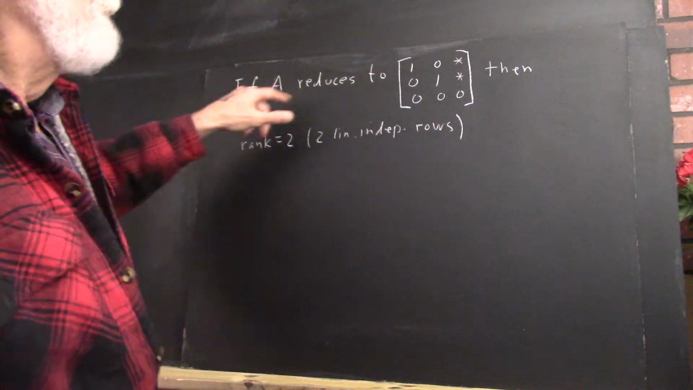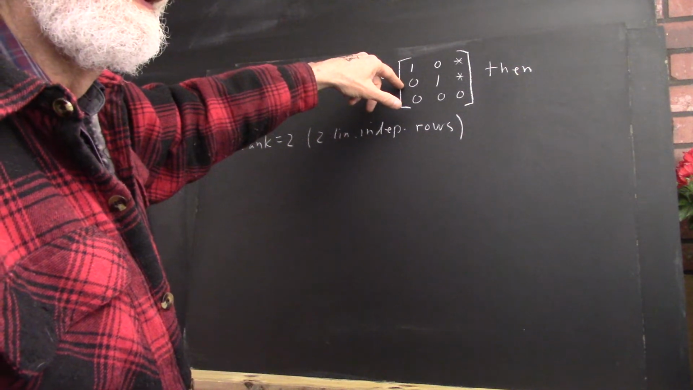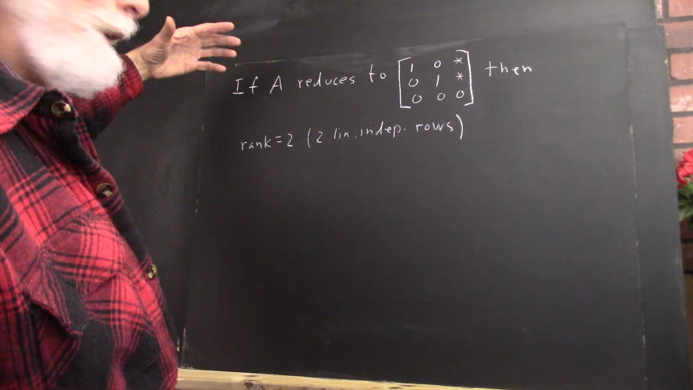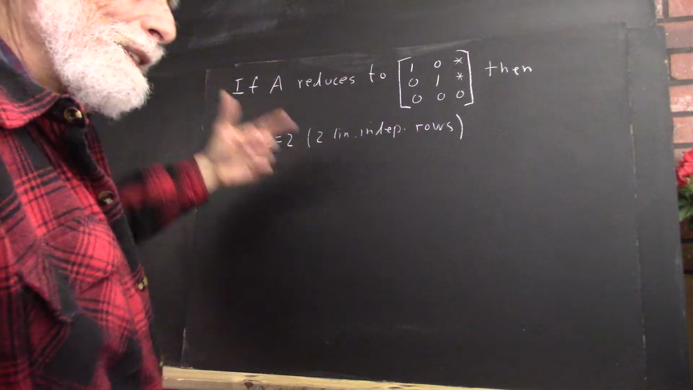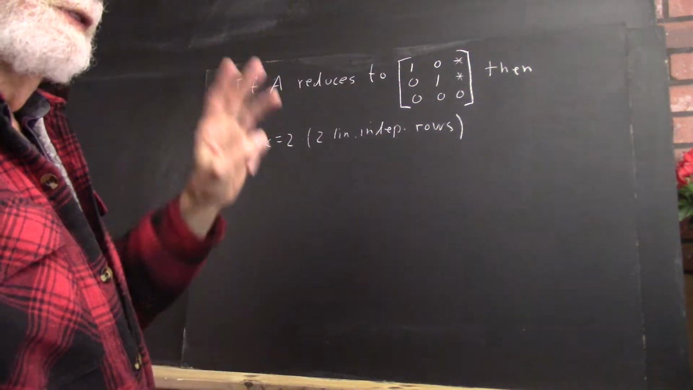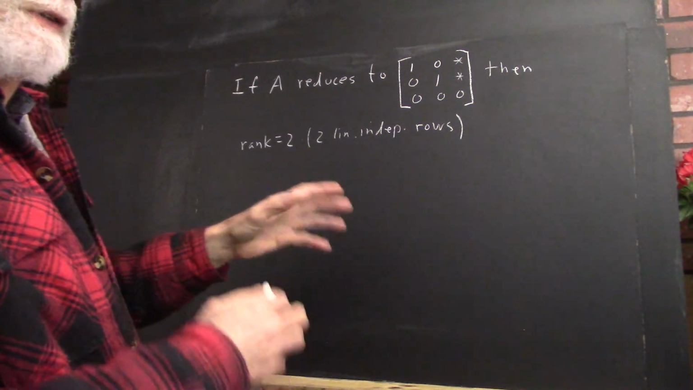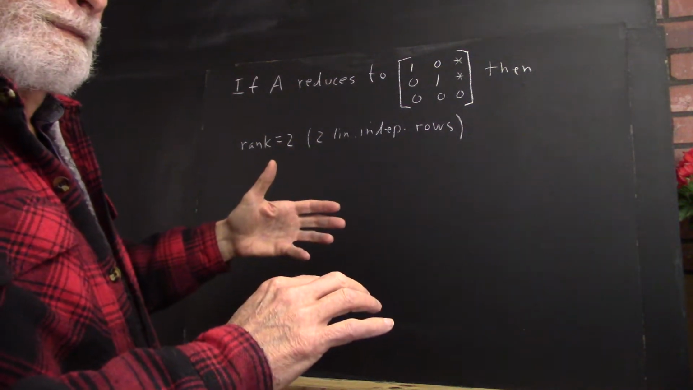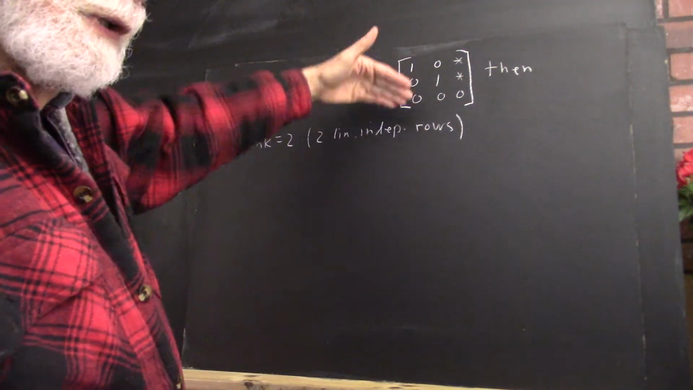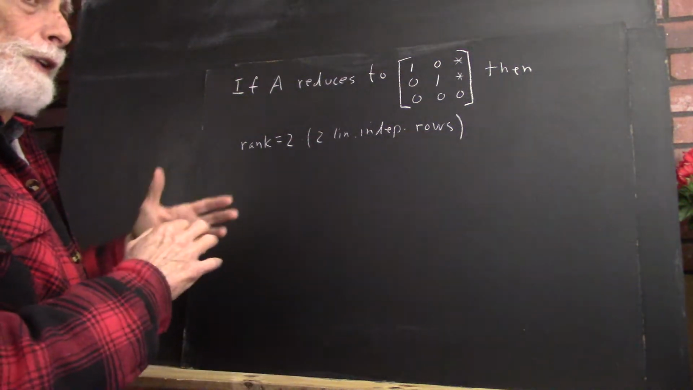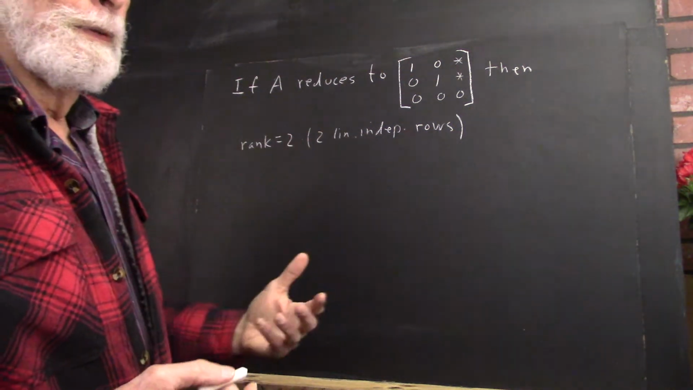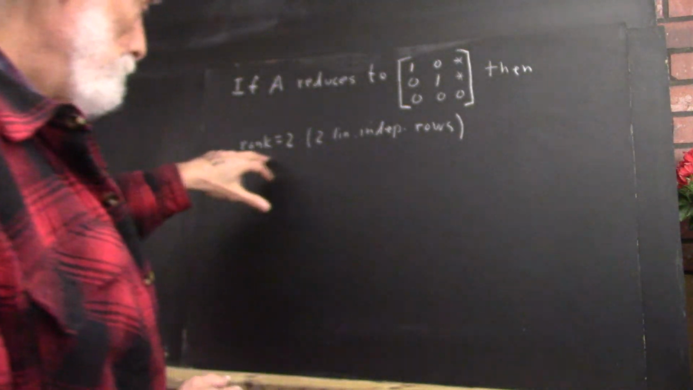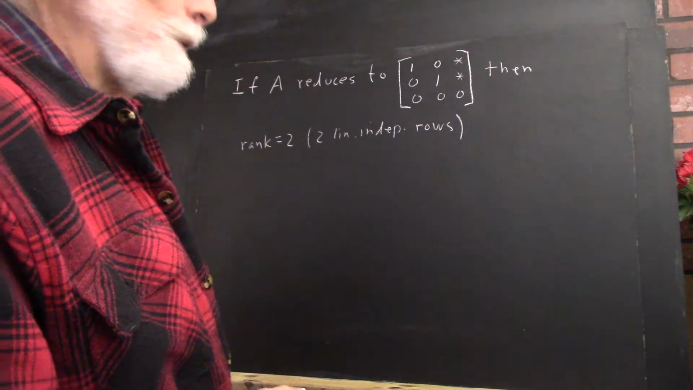Now, if the matrix reduces to this, then the rows of the original matrix include two linearly independent rows, but not three. And that's because row operations don't change the span of a set of vectors. The span of the set of rows is not changed by row operations, and I'm not going to go into the details of that. We've established that. Okay, rank is 2. We get two linearly independent rows.